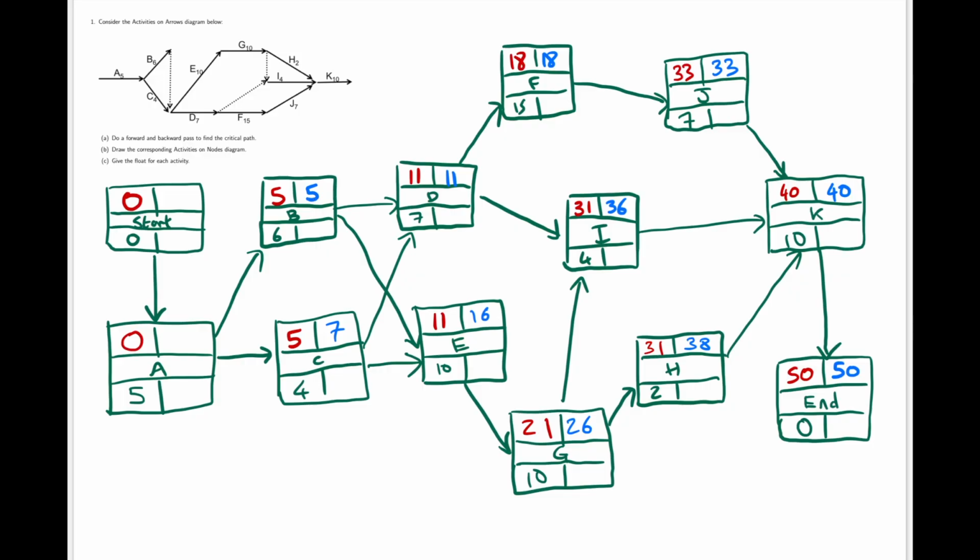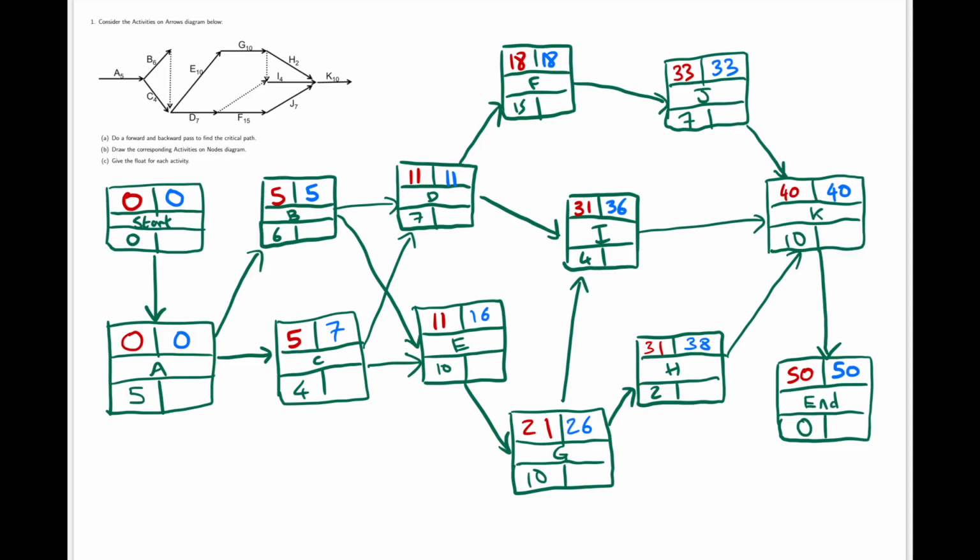For A, we want to finish A by the latest time either B or C can start. The earliest of those is B, which is 5. So the latest we can finish A is 5. So the latest we can start A is 5 minus 5, which is 0. So the latest time we can start the project without delaying it is 0. So that would be the backward pass.